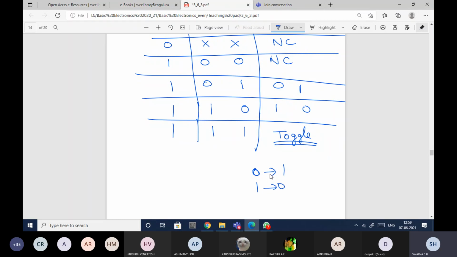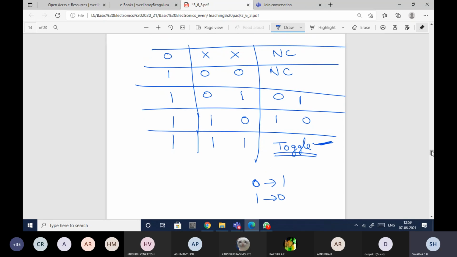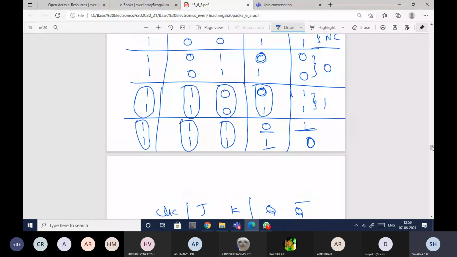Okay. Is this clear? Is this last state clear? Yes, ma'am. Okay, so here toggling is happening.